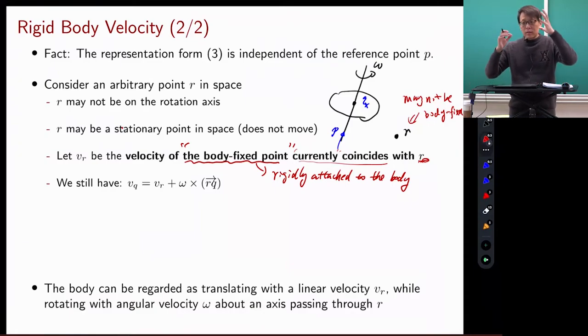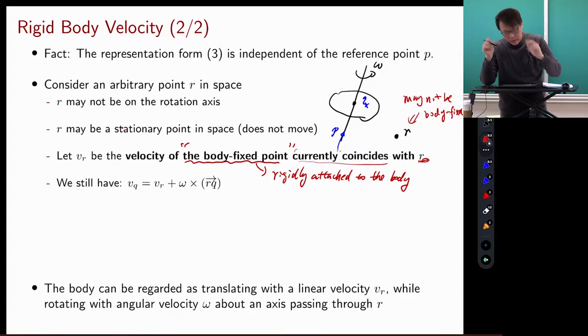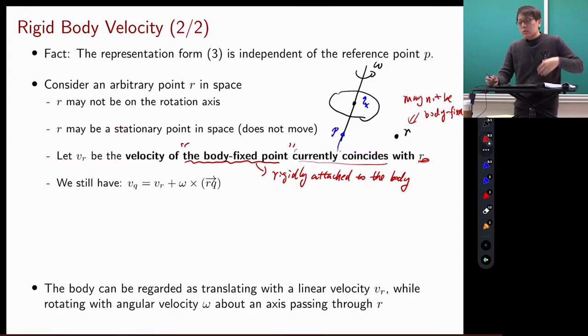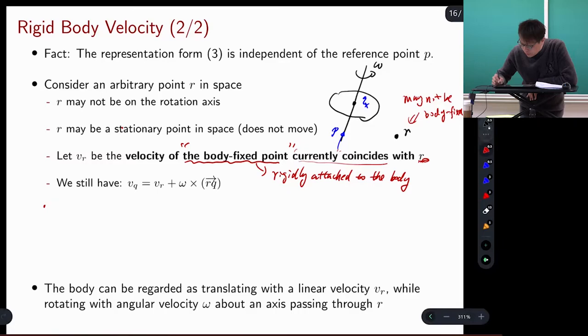All that matters, you are trying to think about the velocity. There is a body fixed point currently coinciding with R. Location-wise coincide, right? Maybe next moment they are different. That's fine. Now the question we are trying to answer is, can we pick a reference point, not on the body, in the space, moving or not, maybe not moving with the body, and use that as a reference point to express the speed or velocity of all the points on the rigid body? So now I'm going to find a few relations for you.